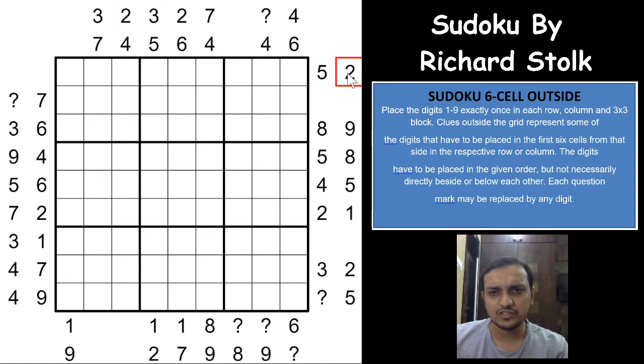In the same way, if it is from this direction, the 6 cells would have to be from this side. If it's from the bottom, it has to be from the bottom, and if it's from the left, it has to be from the left. One more thing is that the numbers will have to appear in exactly the order they have been given outside. So if it is a 9 and 4, then the 9 would have to appear first and then the 4. It can be 9 and 4 next to each other, or it can even be a 9 here and a 4 here. But it has to appear in that order in the first 6 cells.